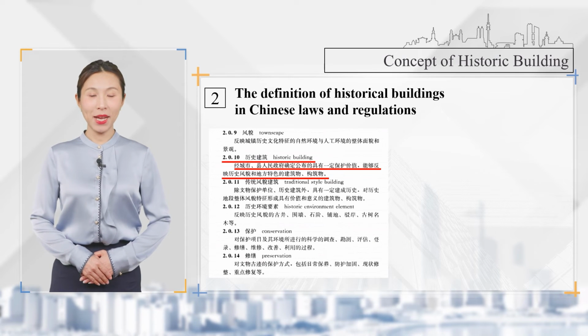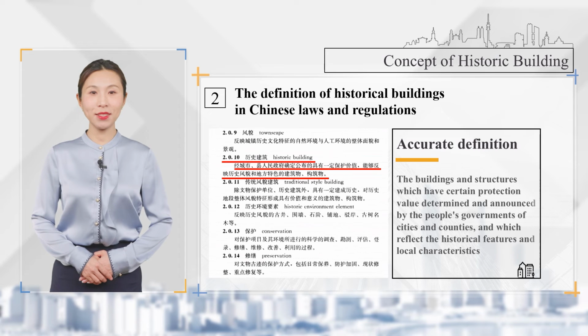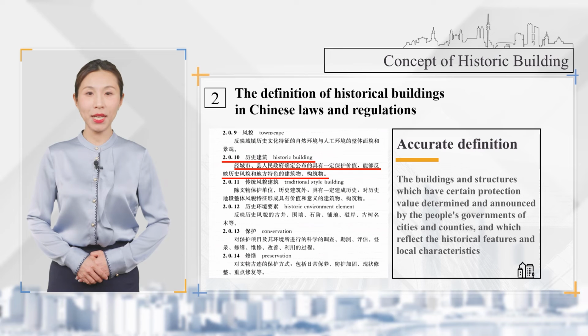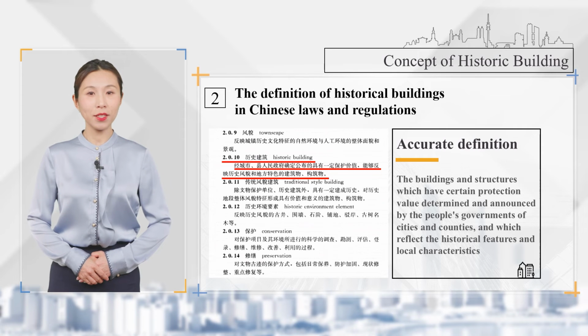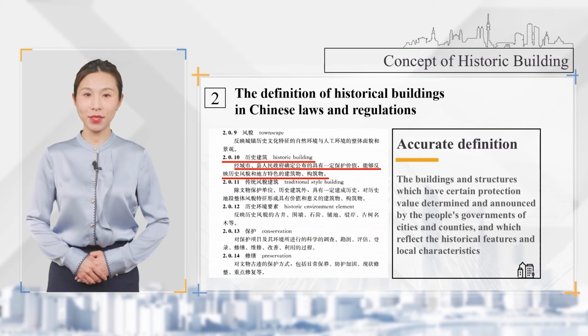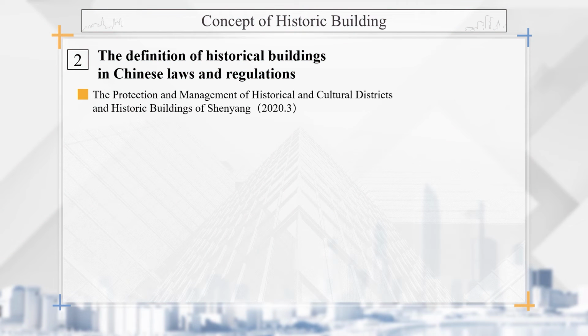In the Plan for the Protection of Historic and Cultural Cities issued in 2019, China has defined historic buildings precisely. That is, the buildings and structures which have certain protection value determined and announced by the people's governments of cities and counties, and which reflect the historical features and local characteristics. Each city in our country has also defined the local historic buildings through various local laws and regulations, according to the characteristics of the city.